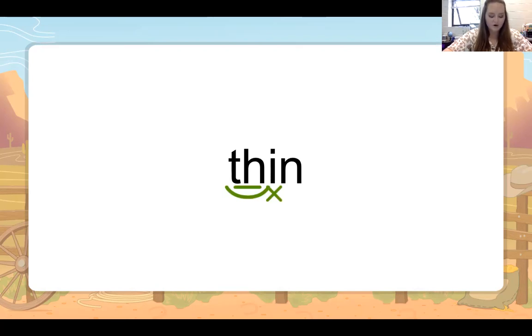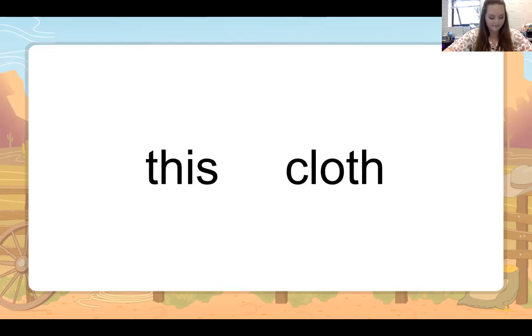Digraphs can start a word or they can end the word. Let's look at these two. Where's the digraph in this word right here, the word this? Yes, it's at the beginning. To mark words with digraphs, remember to draw an arc under the digraph, so this should be under T and H. As you move from left to right, this word begins with a digraph, so what should you mark first? The digraph, TH. Is it voiced or voiceless? It's voiced, so we put a zigzag line under it, and we mark our vowel.